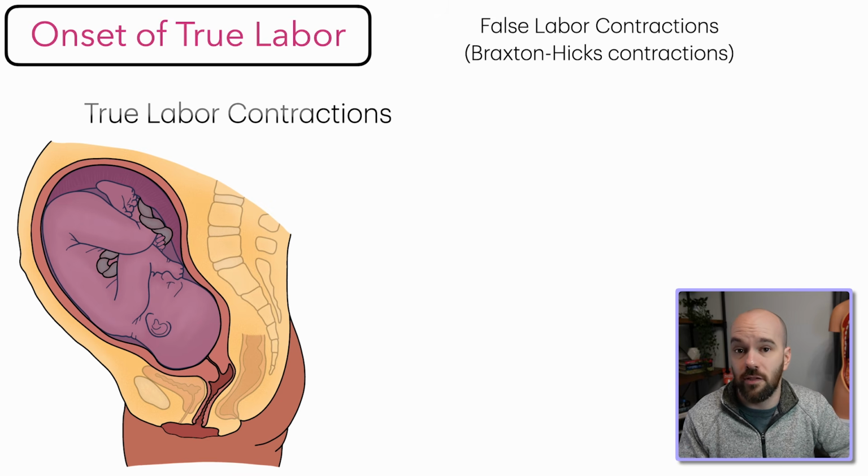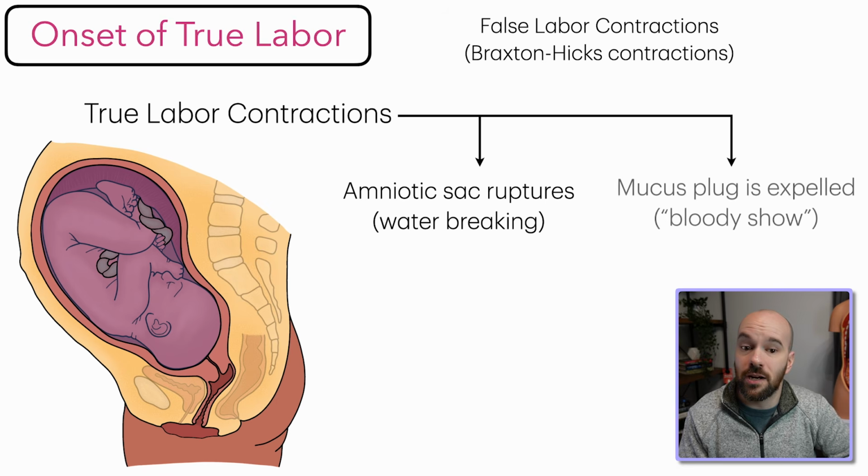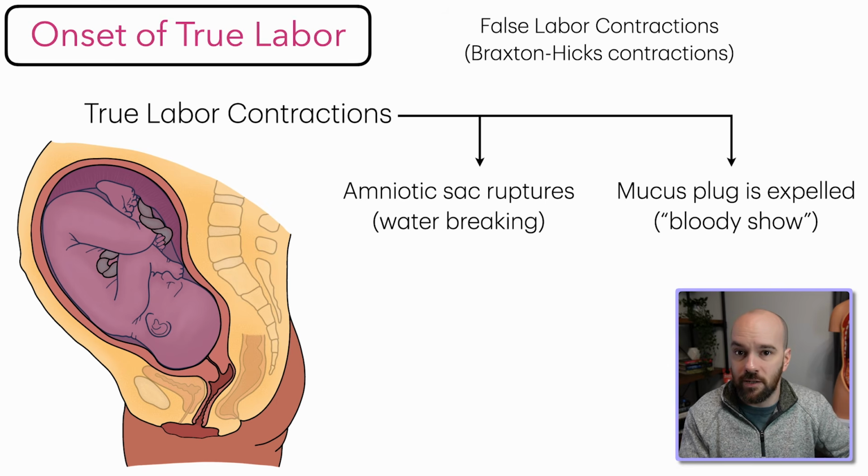True labor contractions, on the other hand, will be increasing in their frequency, so the time between each one will be getting shorter, and they're going to start lasting for longer and being a little bit more intense than the previous contraction. True labor contractions are also often marked by the amniotic sac rupturing or water breaking. And that can be a little bit of fluid coming out, or it can be a lot of fluid coming out. However, the water does not have to break for there to be true labor contractions and the beginning of this dilation stage. Another sign of true labor contractions can be the mucus plug being expelled, or what's called the bloody show, or the showing of blood.